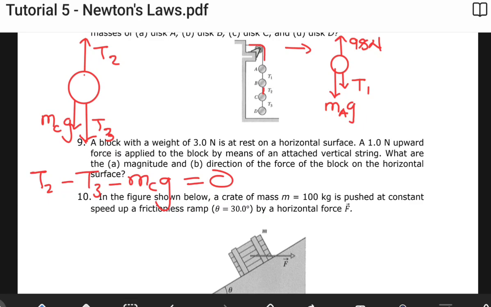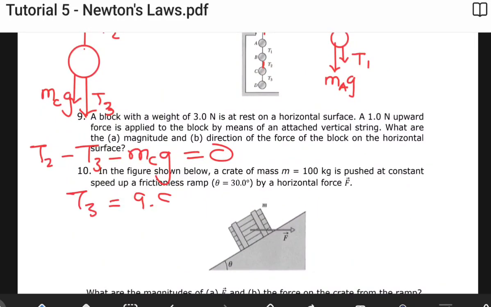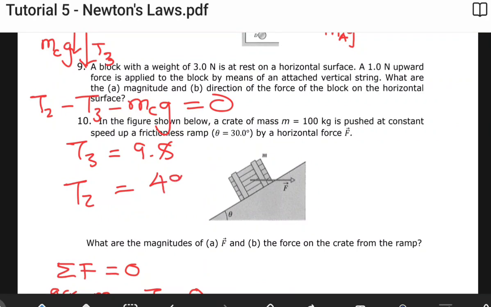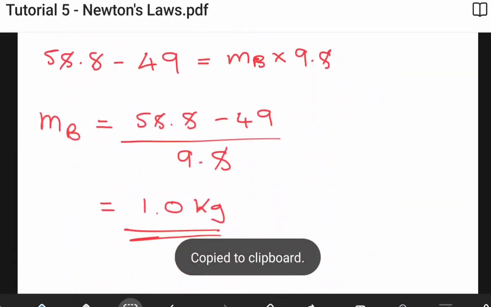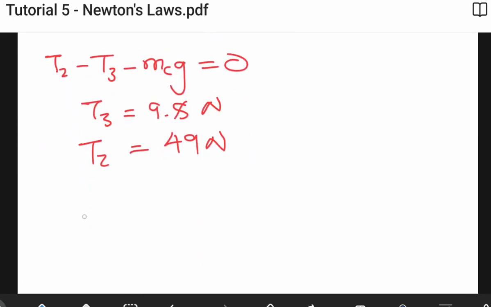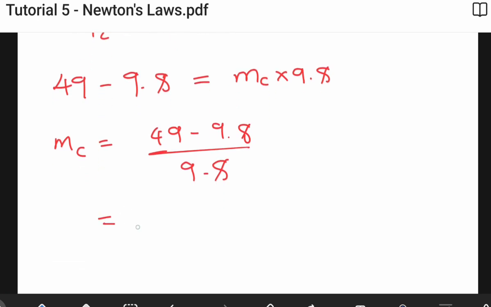And we know what T2 is. T3 is always given as 9.8. So T3 is 9.8. Like before, T2 is 49. These are in newtons. So let's simplify this so that we can get our mass. But already from here, you see it's the same way as the way we found MA and MB. So all we have to do is, our T2 is 49, T3 9.8, the MCG goes the other side, so I have MC times 9.8, then make MC the subject. We have 49 minus 9.8 divided by 9.8. If we do this, we find MC again as 4.0 kgs.